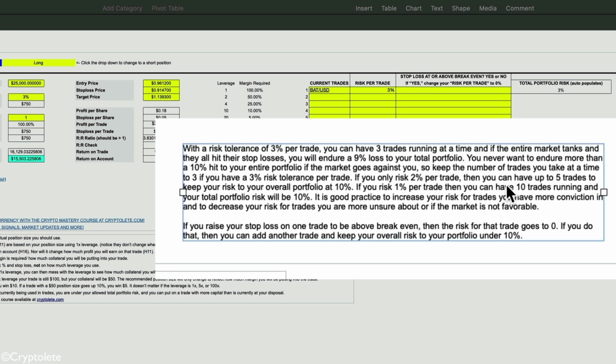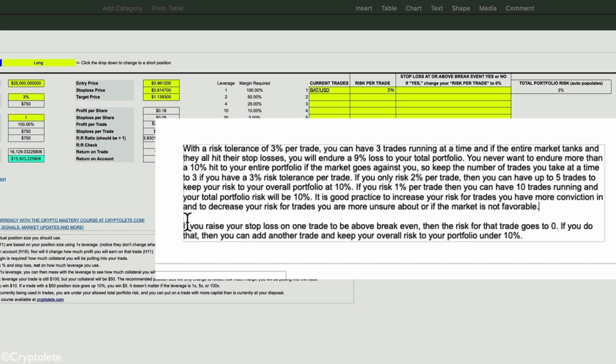If you only risk 2% per trade, then you could have up to 5 trades to keep your risk to your overall portfolio at 10%. If you risk 1% per trade, then you could have 10 trades running and your total portfolio risk will be 10%. It is good practice to increase your risk for trades that you have more conviction in and to decrease your risk for trades that you are more unsure about or if the market is not favorable.